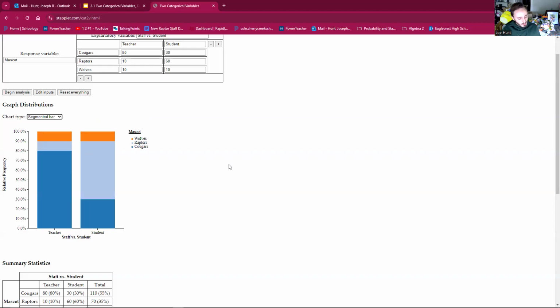So as we get into part three and part four there, we might be noticing something that's kind of weird here. We're the Eagle Crest Raptors, but based off of this data, we should have been the Cougars. We should have been something else. So the question in your mind, hopefully, is what gives?